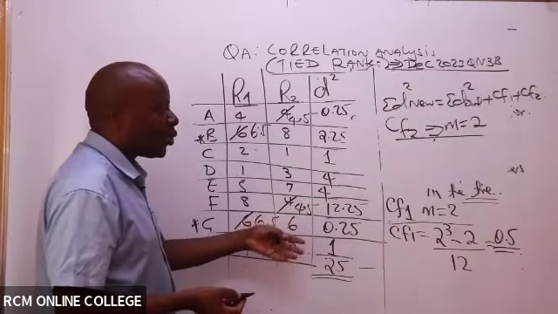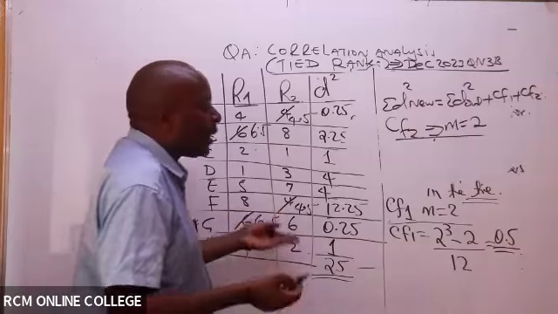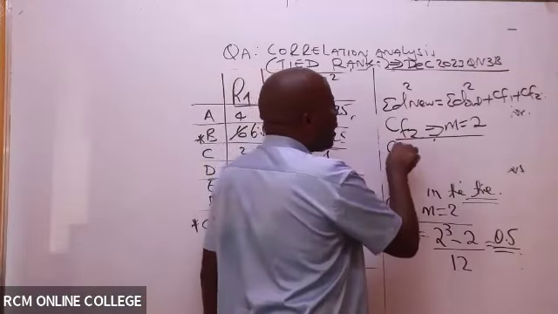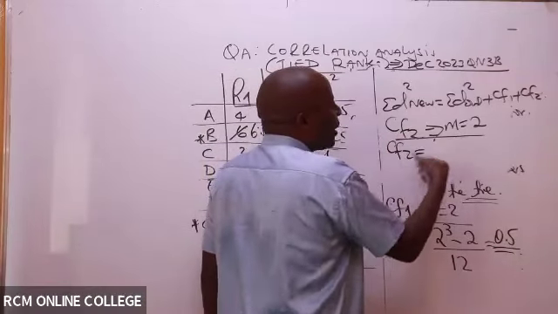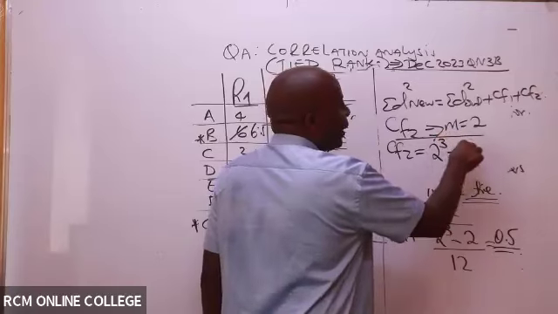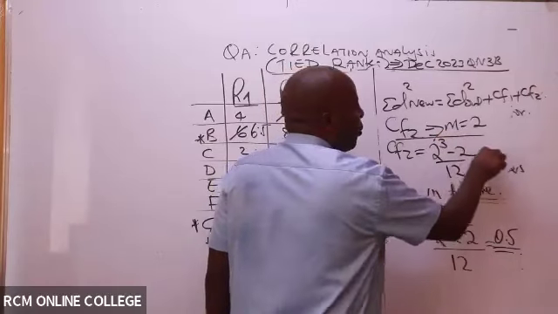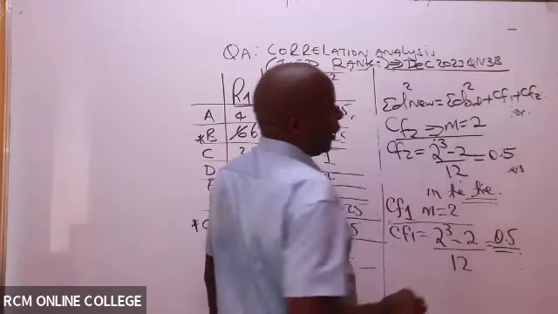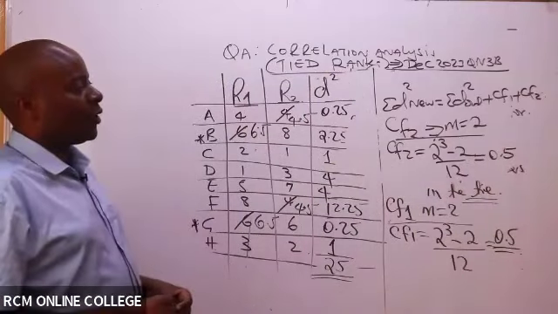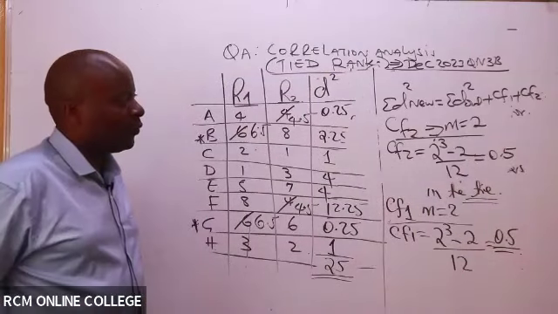I can see straight away that CF2 is 0.5, but let me just do it. CF2, we know the formula, it's M cubed minus M, all over 12, which is 2 cubed minus 2 all over 12, which will end up giving me 0.5.